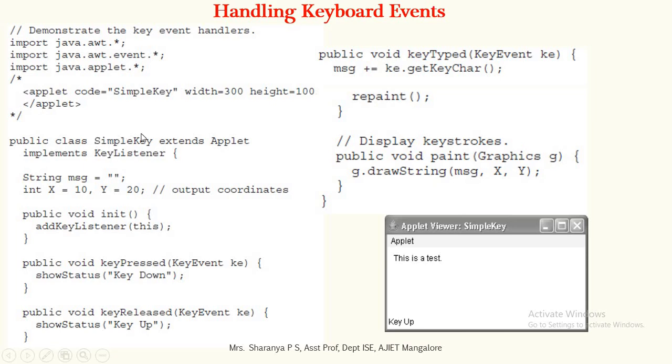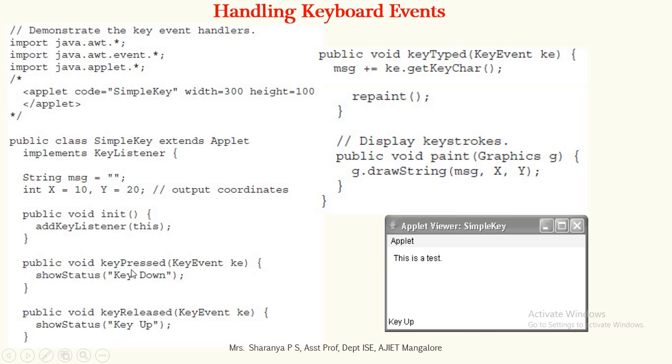And then here the class name is SimpleKey, and it extends Applet. And here the implementation of the handler is a KeyListener. Initially the message and the x and y coordinates we have set with some initial values, and we are registering this key listener. That's why we are using the method addKeyListener with the current object by referring to this.